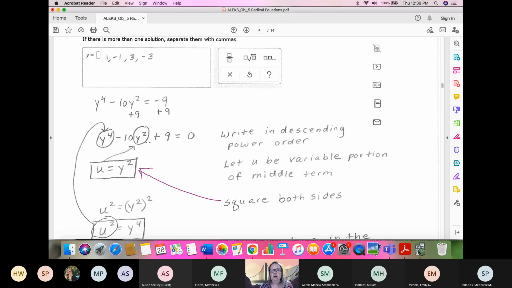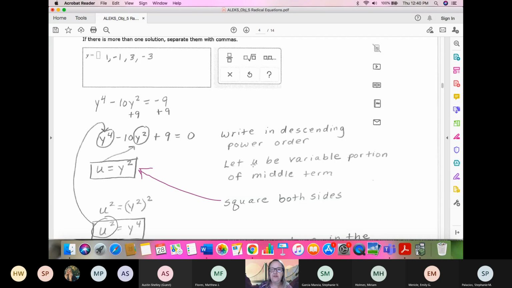So here, in my wildest dreams, I want to have not a square on the variable, but I just want to have, say, a u here. So you can let u be anything you want to in math. You can let any variable be anything you want to in math. So I want to see what's going to happen if I let u be this y squared here. This middle term. Let u be right here. Let u be the variable portion of the middle term.